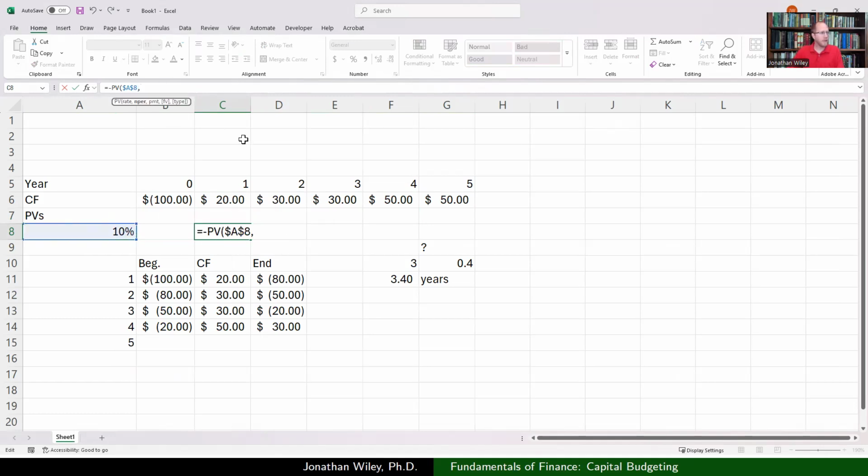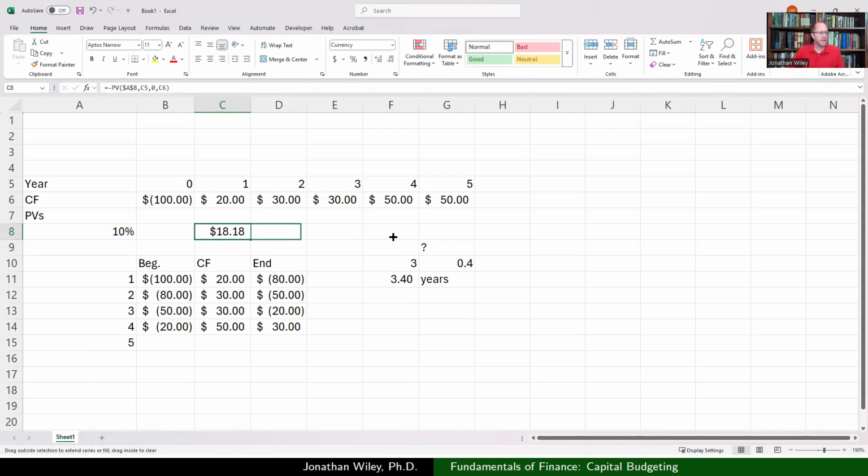Then I'm going to put in the number of periods. I don't have any payments. That would be if I had an annuity, which I don't. Then my future value is the $20, close parentheses. There's my present value. So I got a present value of $18.18. Now that I've done that, I can drag that over. These are now my present values.